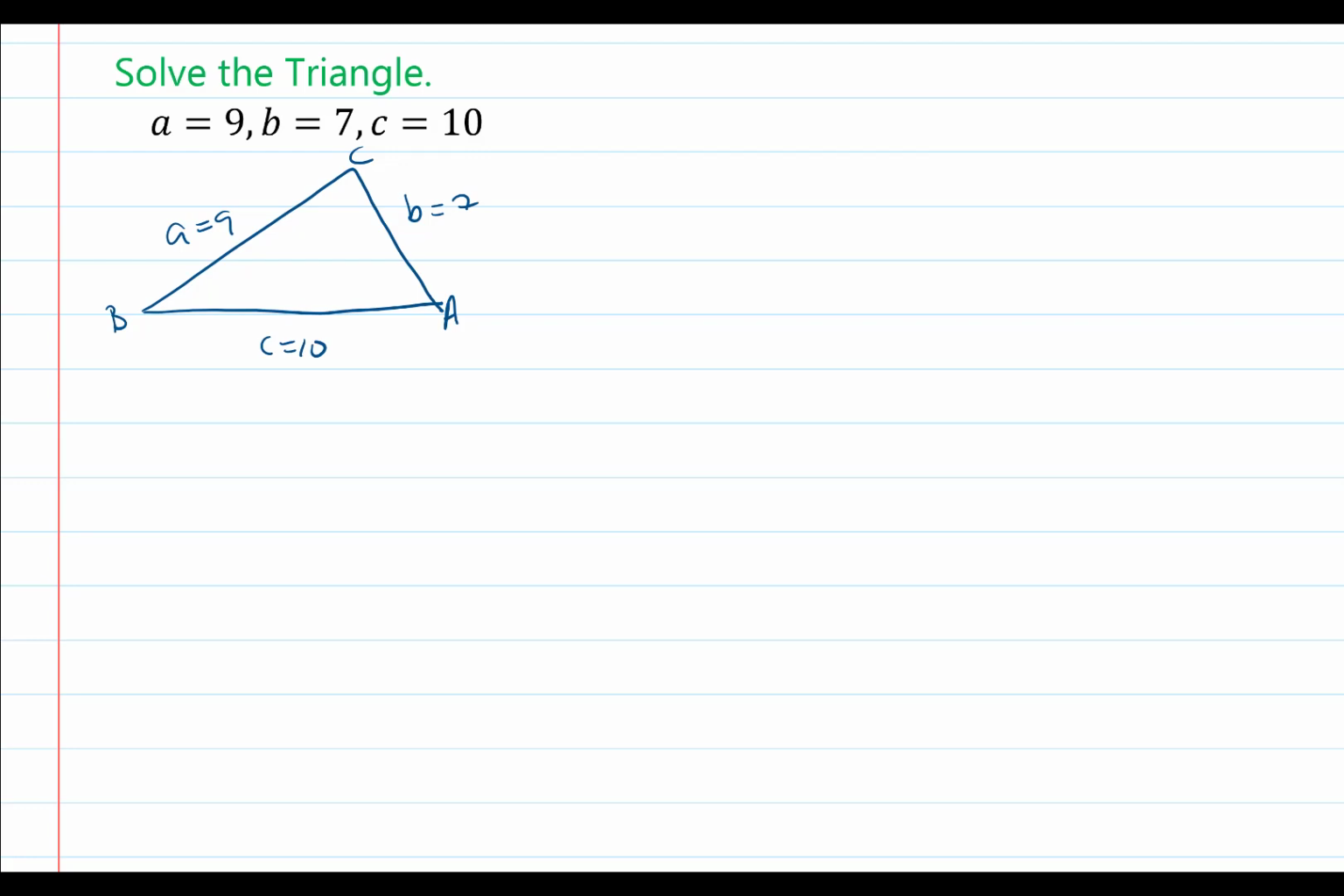You have the freedom of choice on which angle to solve for first. I chose angle C, so that means that I will have 10 squared on the left side of the equal sign. This is equal to 9 squared plus 7 squared minus 2 times 9 times 7 times the cosine of angle C. I now need to solve for angle C, and to do that I'm going to start by subtracting 9 squared and 7 squared from both sides. This gives me 10 squared minus 9 squared minus 7 squared is equal to negative 2 times 9 times 7 times cosine of angle C.